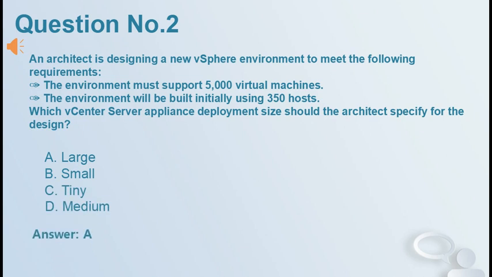An architect is designing a new vSphere environment to meet the following requirements. The environment must support 5,000 virtual machines. The environment will be built initially using 350 hosts. Which vCenter Server Appliance deployment size should the architect specify for the design? A. Large. B. Small. C. Tiny. D. Medium. Answer. A.